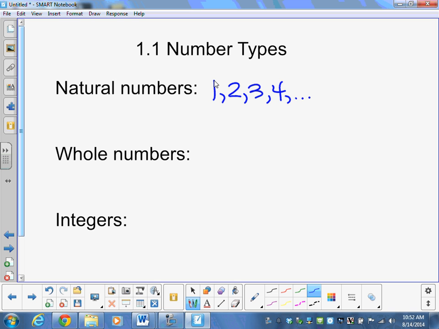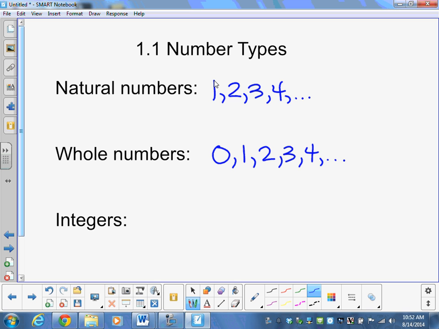Whole numbers are very similar. Whole numbers are natural numbers, but they also include the number 0. And then it's 1, 2, 3, 4, and so on forever and ever. So the only difference between whole numbers and natural numbers is that whole numbers include the number 0. Again, there are no fractions or decimals, and there are no negative numbers.